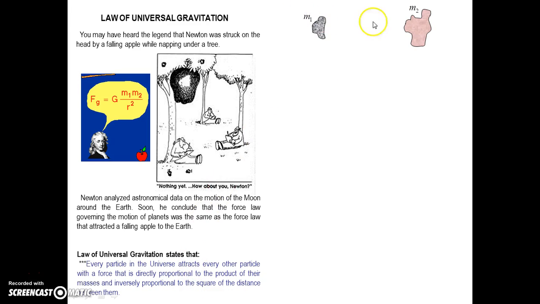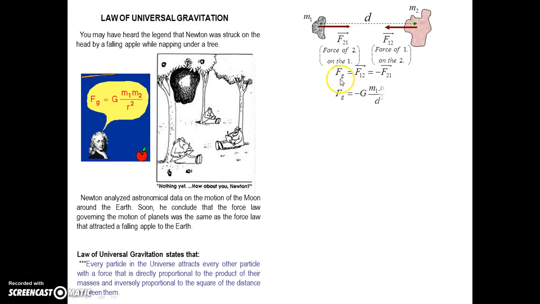There are two masses, mass 1 and mass 2. The distance between them is d, and there is a gravitational force F21 and F12, the force of 2 on 1 and the force of 1 on 2. The gravitational forces are equal in magnitude, but F21 has a minus sign because the direction is opposite. Force is a vector quantity, and in a vector quantity the positive and negative sign show us direction. The Fg formula will be minus G times mass 1 times mass 2 over distance squared.